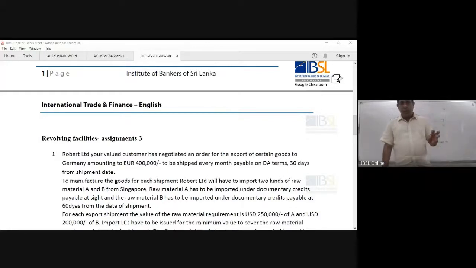Bank has to grant a short-term loan for 4 import shipments. That is LKR 5,000 into 4 at the rate of 160, LKR 3.2 million.